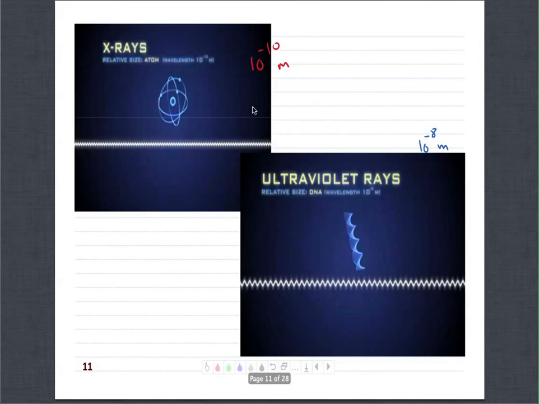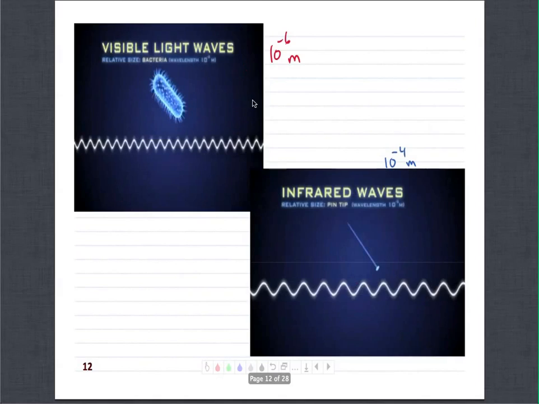Visible light is all that we can see as human beings. This is the lights, the colors, this is the visible region. And the wavelength is 10 to the minus 6 meters. Definitely it's not harmful. We can see the colors, it's not harmful. And the wavelength is the same size as a bacteria.